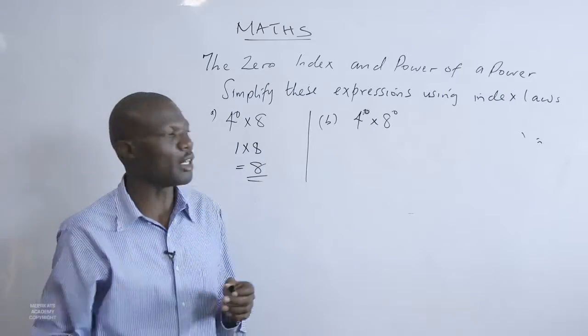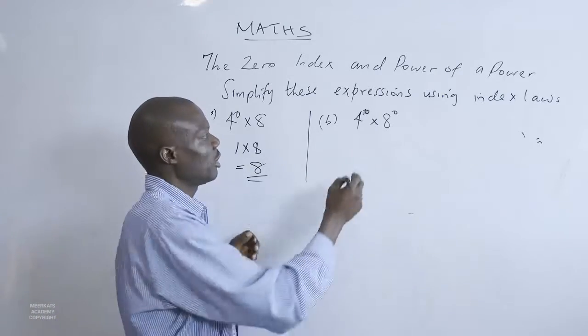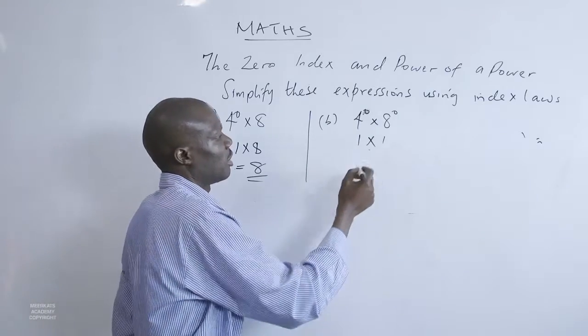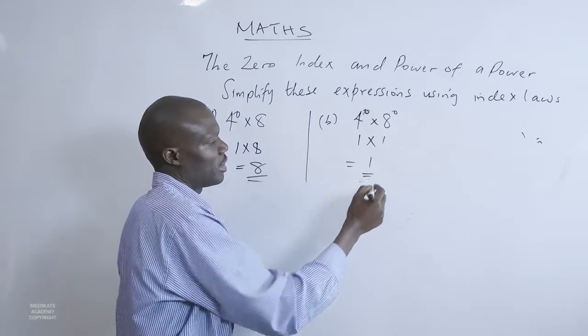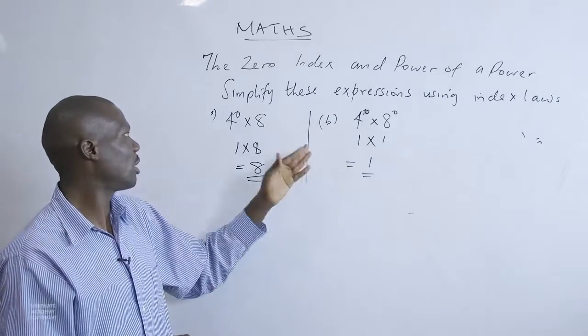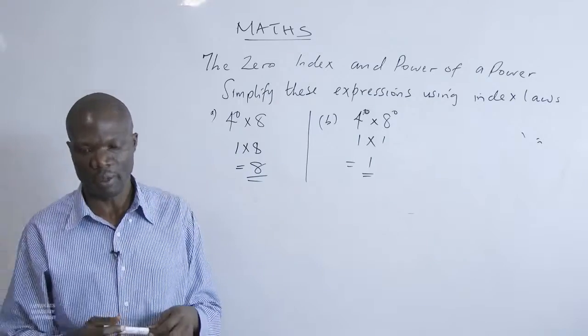But for the second part, 4 raised to 0 is 1, times 8 raised to 0, which is 1. 1 times 1 you will get is 1. So the result here is 1, and the result here is 8.